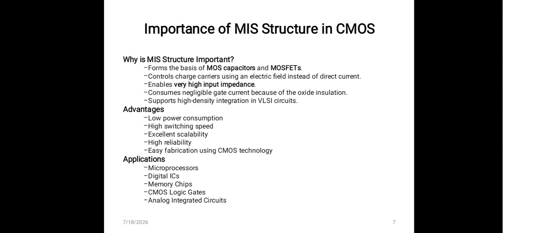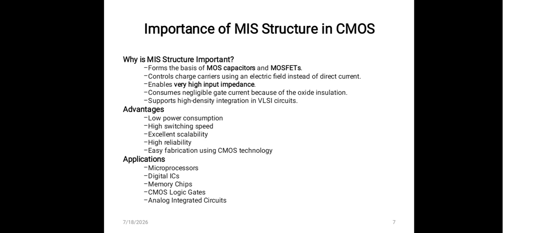Where this comes into the picture in applications is in general microprocessors. Instead of normal ICs, we will go with MIS-based ICs, digital ICs can be replaced with these, memory chips which are used for storing data can also use it, CMOS logic gates can be used with the MIS structure, and all analog integrated circuits as well. Without this MIS structure, today's smartphones, laptops, AI processors and embedded systems would not be possible.